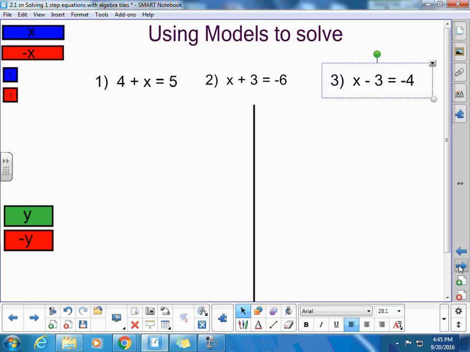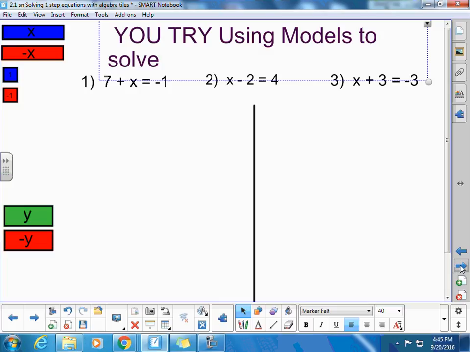These first two are exactly what we just did. Actually, all three of these are exactly as we just did. So you give these a try. Oh, hey, there's some more for you to try.